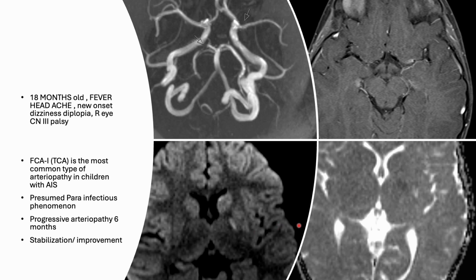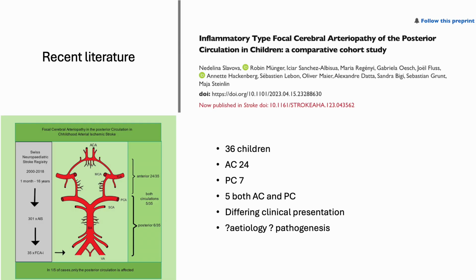Again, this is interesting because it is a form of transient cerebral arteriopathy, previously known as transient cerebral arteriopathy, currently known as focal cerebral arteriopathy of the inflammatory subtype. It's a presumed prior infectious phenomenon, and you essentially get progressive arteriopathy for about 6 months, with hopefully stabilization or improvement after that point. So this is another Swiss study which was performed in 2023, which looks specifically at the involvement of the posterior circulation within focal cerebral arteriopathy of the inflammatory subtype.